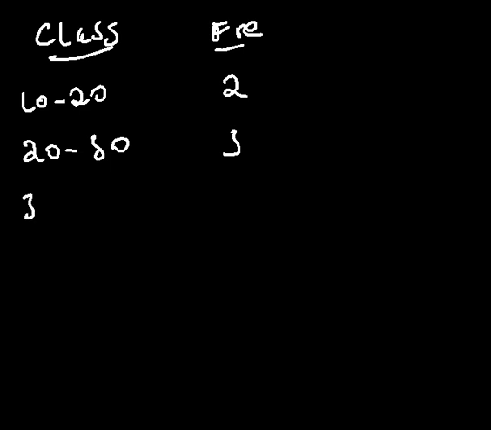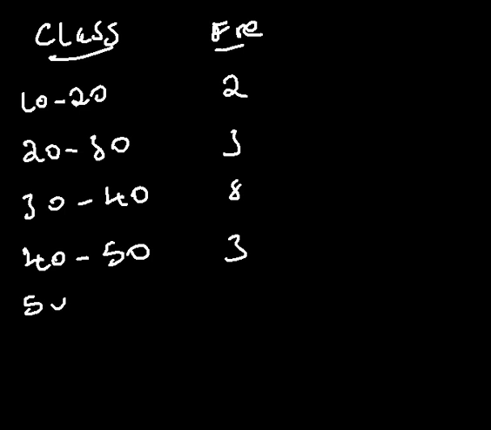And we have 30 to 40, and the frequency is given as 8. And we have 40 to 50, and the frequency is 3. And we also have 50 to 60, and the frequency is given as 8. So how do you think we can have the mean deviation for the data?